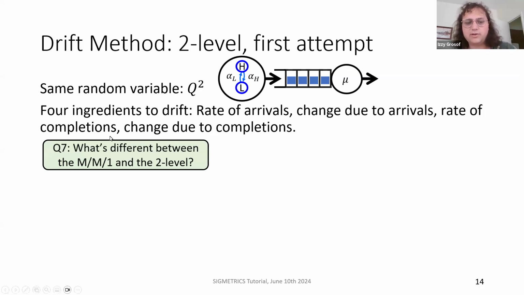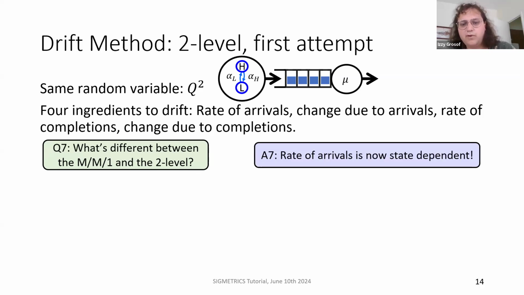So for your next question, of these 4 components, rate, change, other rate, other change, which one changed when we went from the MM1 to the two-level arrival system? Which one's different than it used to be? So give that a bit of a think. Yeah, so the rate of arrivals is now state-dependent. Where before the rate of arrivals was fixed, it now depends on whether we're in the high arrival state or the low arrival state.